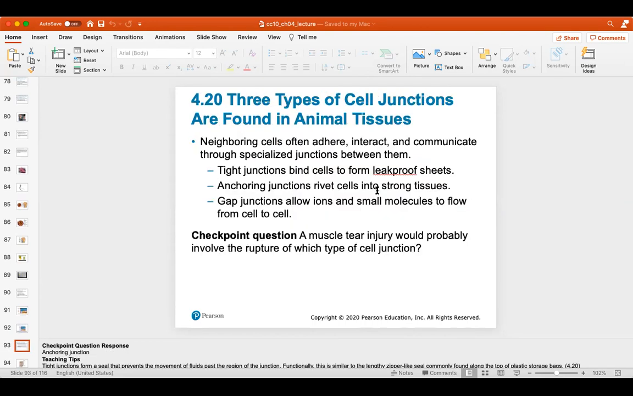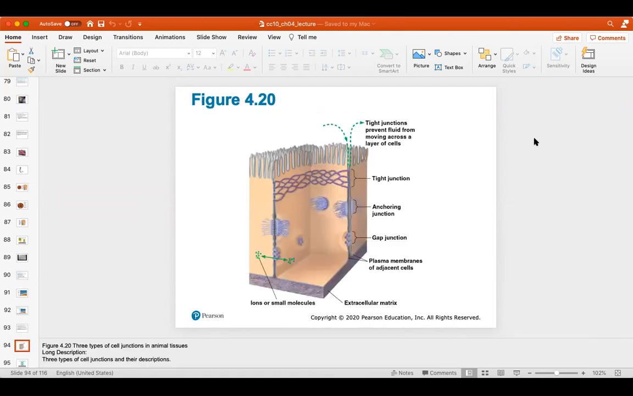Neighboring cells will often adhere, interact, and communicate through specialized junctions between them. Tight junctions will bind cells to form a leak-proof sheet. An anchoring junction will rivet cells into strong tissues. Gap junctions allow ions and small molecules to flow from cell to cell. A muscle tear injury would probably involve the rupture of which type of cell junction? And we'll talk about that.